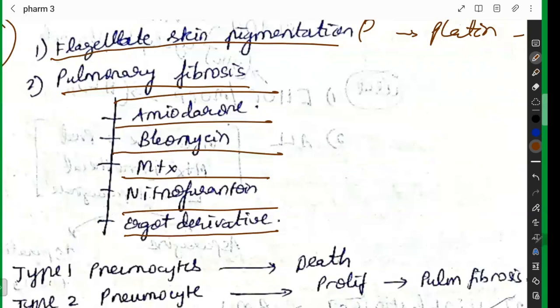Okay, remember what it does. What is the main action of all these drugs? They are going to cause death of your type 1 pneumocytes, and they are going to cause proliferation of type 2 pneumocytes. Type 1 pneumocytes produce surfactant, and they are killed. Type 2 pneumocytes cause proliferation. This leads to pulmonary fibrosis.